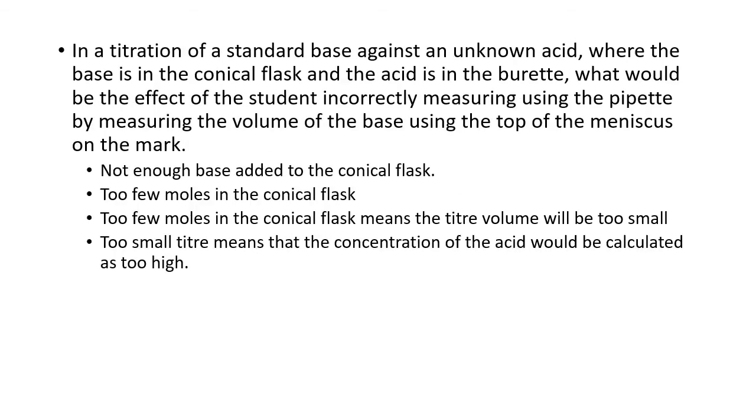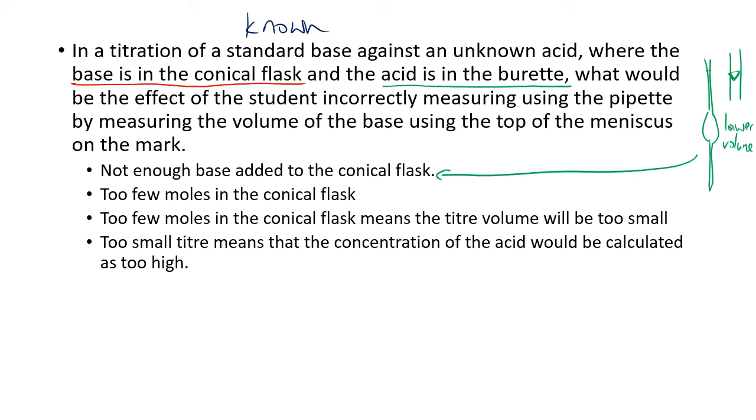Okay, so here's an example. In a titration of a standard base against an unknown acid, standard means that it's your known, where the base is in the conical flask and the acid is in the burette, it's super important to know where stuff is. What would be the effect of incorrectly measuring using the pipette by measuring the volume of the base using the top of the meniscus on the mark? Okay, so here's your pipette. Here's your mark. If you're always using the top of the meniscus on the mark, that means that volume is lower than what you wanted. So not enough base is added to the conical flask.